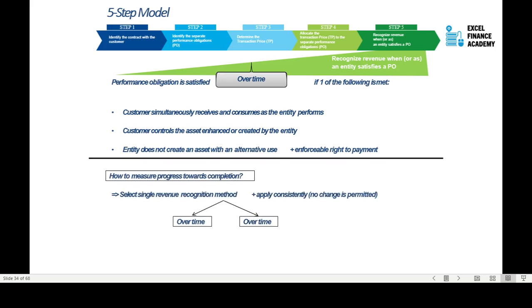Over a period of time means that we initiate a contract and allocate the transaction price based on the performance over the period of the contract, and once you choose this method, you cannot change it. So you have to be careful in choosing the method of allocating over a period of time.